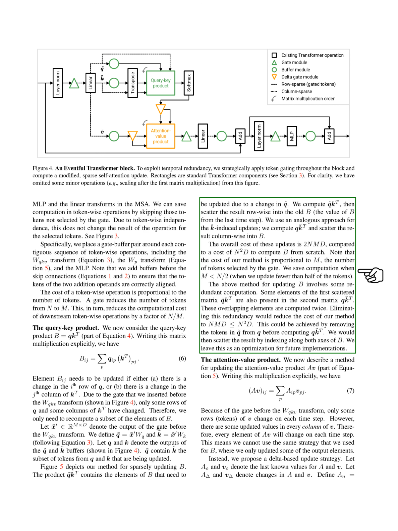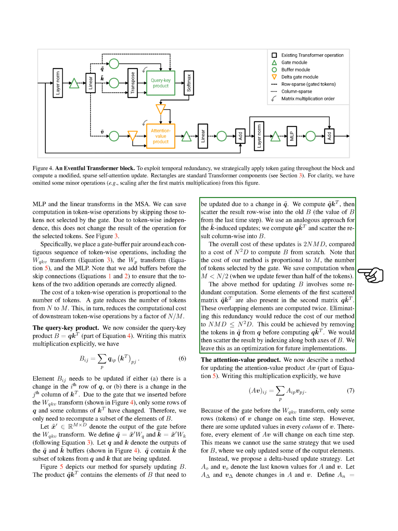However, our method for updating B involves some redundant computation. Some elements of the first scattered matrix ~Q K^T are also present in the second matrix Q ~K^T. These overlapping elements are computed twice. We could eliminate this redundancy and reduce the cost of our method to nmd, which is less than or equal to n^2 d. This could be achieved by removing the tokens in ~Q from Q before computing Q ~K^T. We would then scatter the result by indexing along both axes of B. We leave this as an optimization for future implementations.